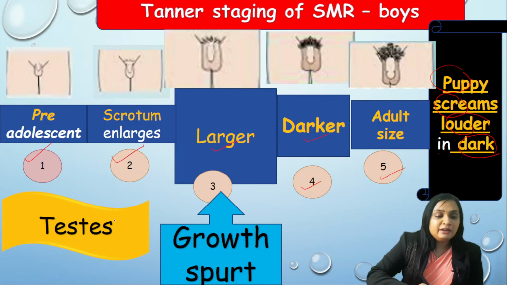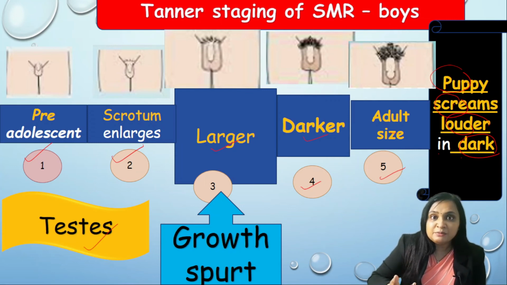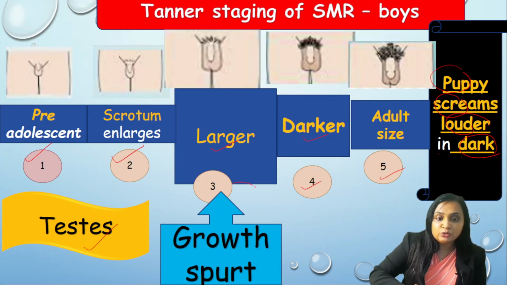So again we are repeating for testis, puppy screams louder in the dark. P stands for pre-adolescent, screams stands for scrotum enlargement. Louder means it becomes large, in the dark it becomes dark, and then the 5th stage will be adult size. Here again the growth spurt will be at stage 3.